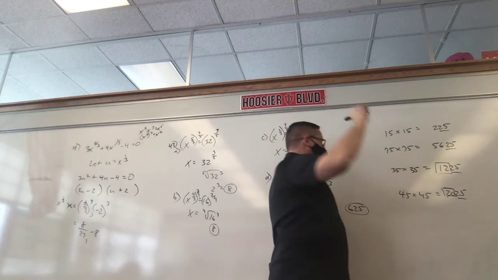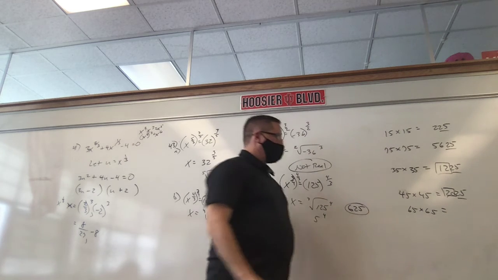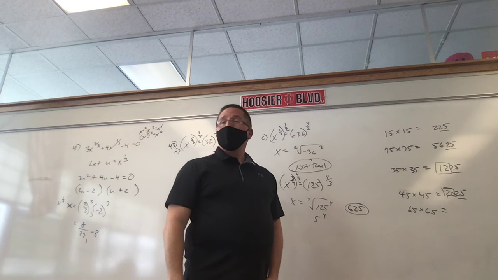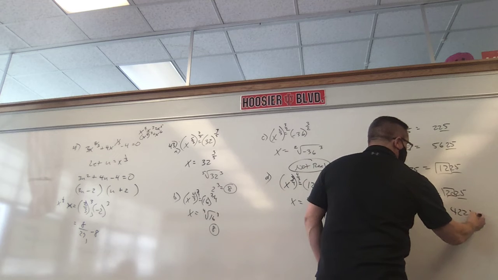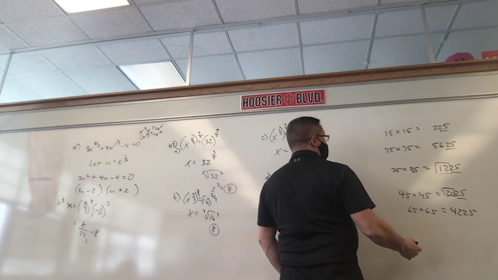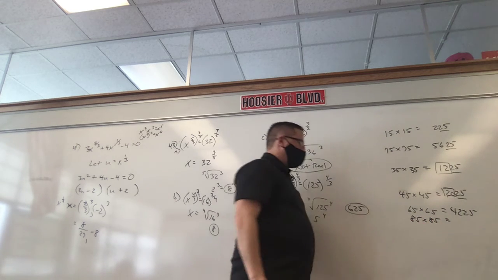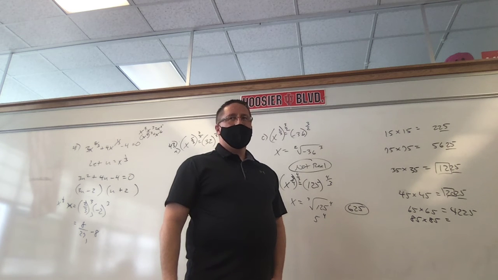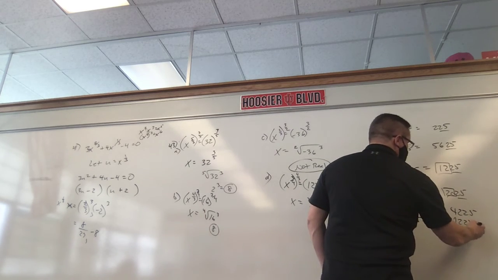I'm going to give you one. What's 65 times 65? 4225. Good. We'll try one more. How about 85 times 85? I'm not good at 8s. 6425? No, you messed up. It's 7225.